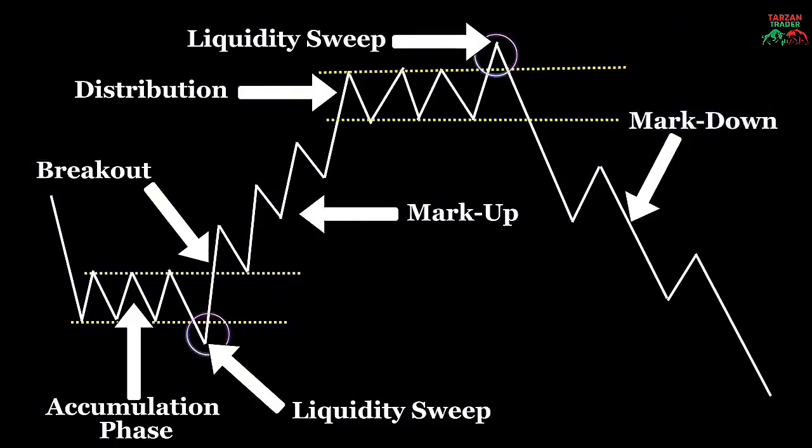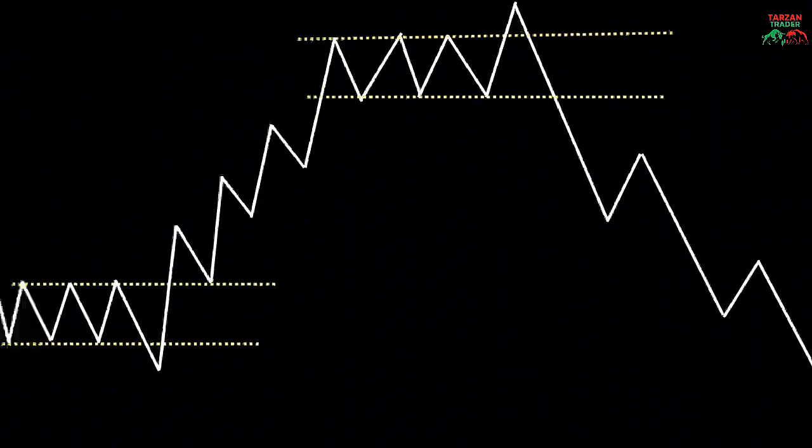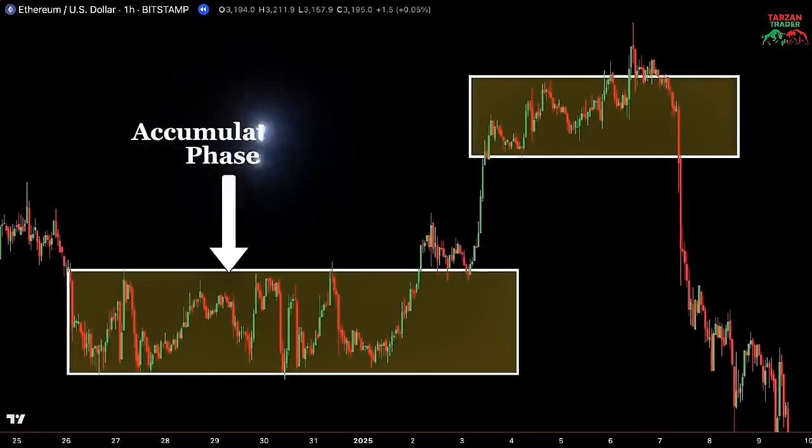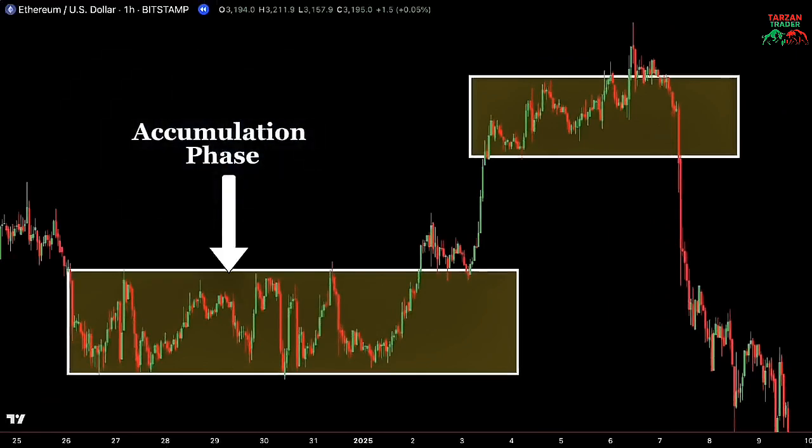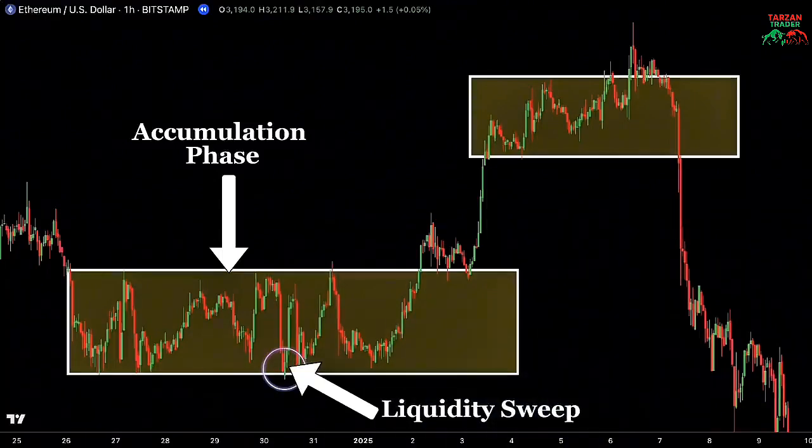Now, let's analyze a real chart example and see how we can read market structure using the Wyckoff method. First, we have the accumulation phase. As you can see here, the market was moving sideways, indicating that buyers were accumulating positions to prepare for an upward move. But before the real breakout happens, notice what occurs at the support level, a false breakout. This false breakout is called a spring.